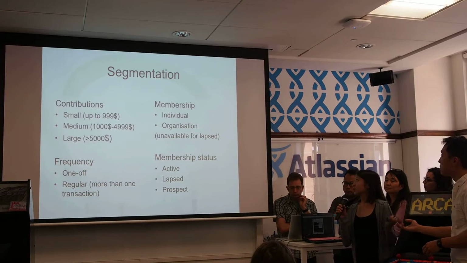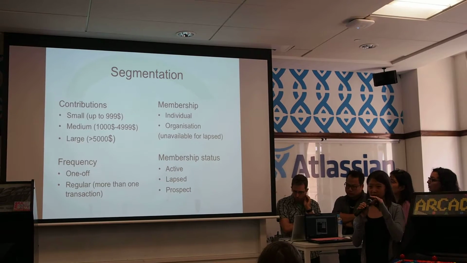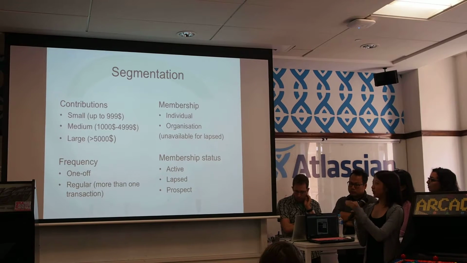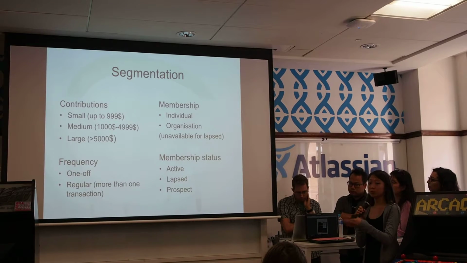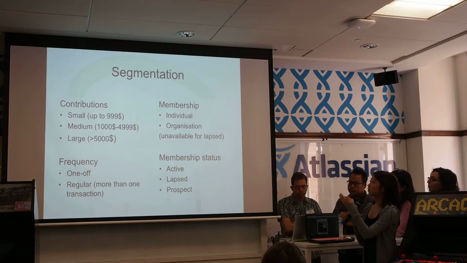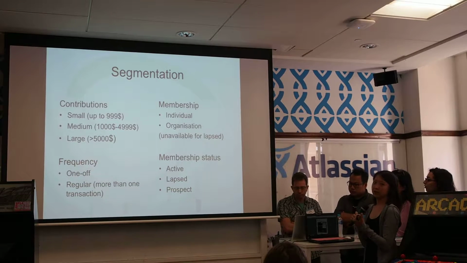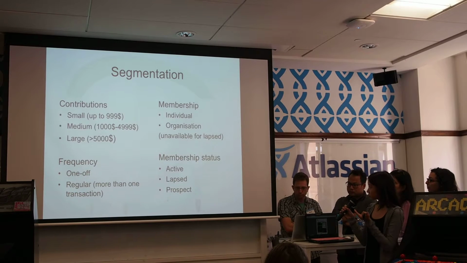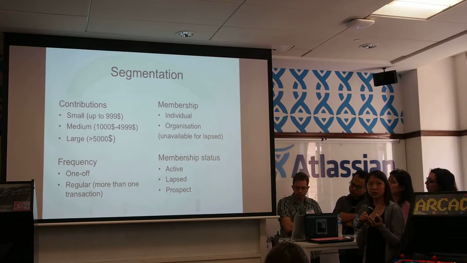This one is the segmentation that we came up with. We've decided to divide each person into 4 major categories. One is based on the amount of cumulative contribution that they've made so far: small, medium, or large. Then the type of membership that they have, either individual or organizational. And also the frequency of donations that they make.